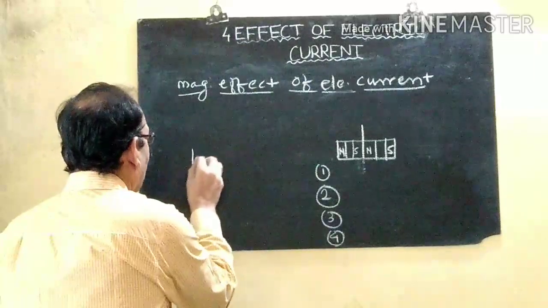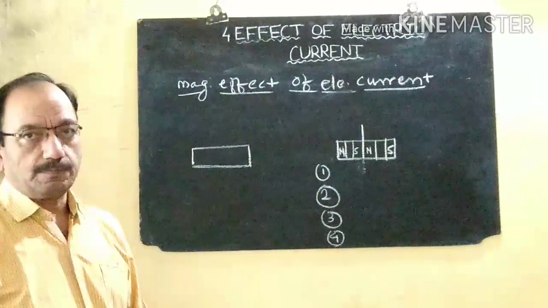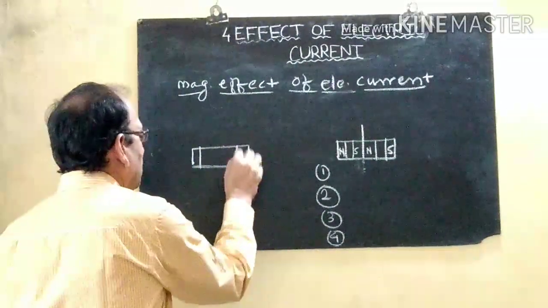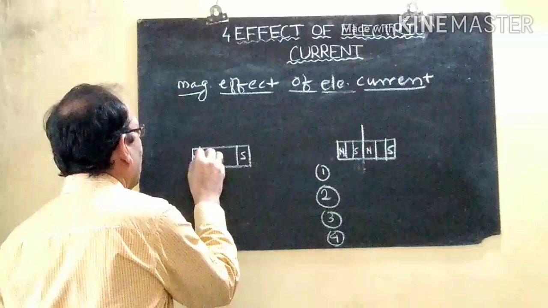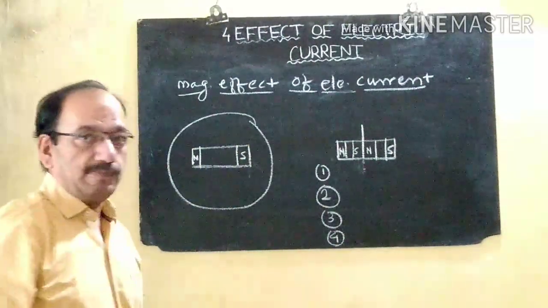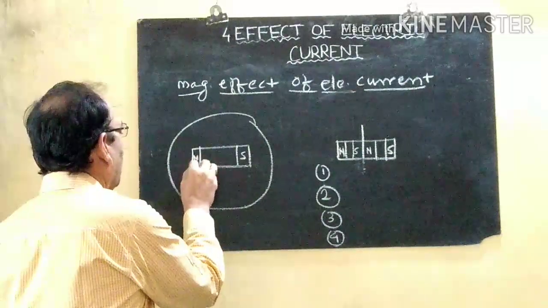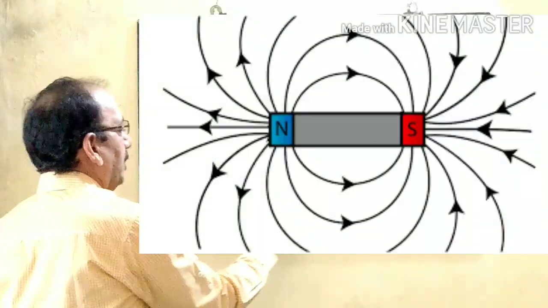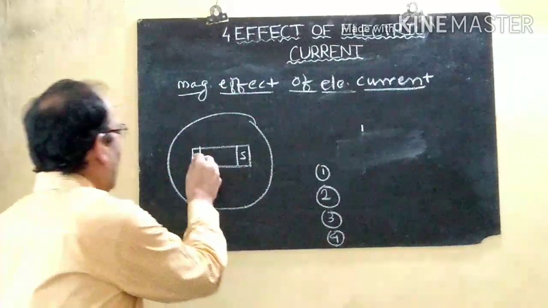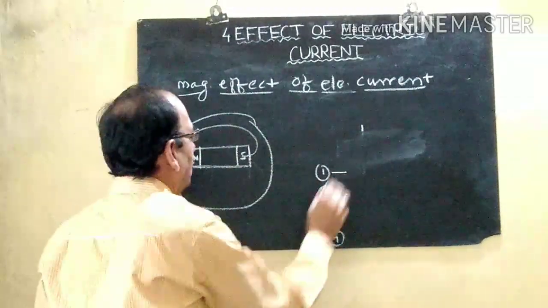Now we discuss the properties of magnetic lines of force. First of all, we discuss the magnetic field of a magnet. The space around the magnet is called the magnetic field. And what are the properties of magnetic lines of force? The first property of the magnetic lines of force is that they start from the north pole and end at the south pole. This is the first property.